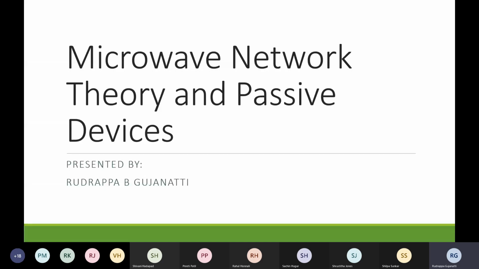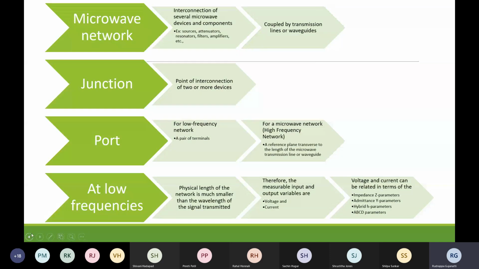So in previous session, we started a discussion with respect to microwave network theory and passive devices. We discussed what is a microwave network and what is meant by a junction. Then we discussed what is meant by ports at low frequency and at microwave or high frequency range. Then what is the correlation of length and the wavelength at low frequency? That is, the physical length of the network is much smaller than the wavelength, that is L is much lesser than lambda.